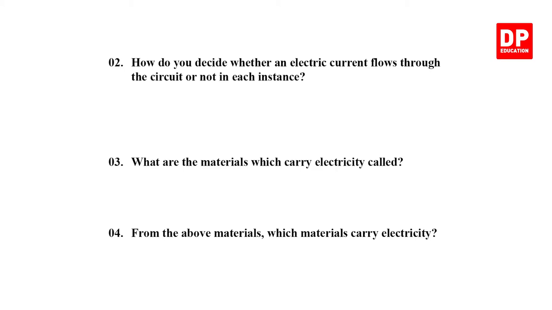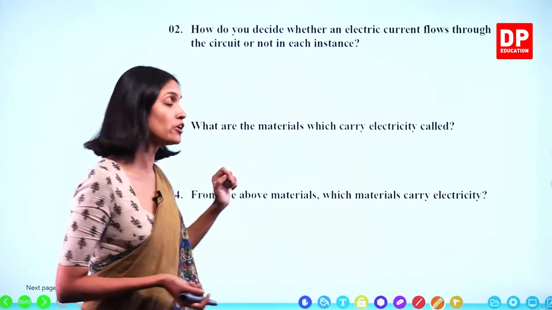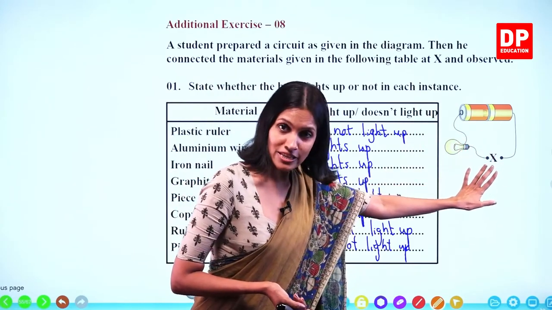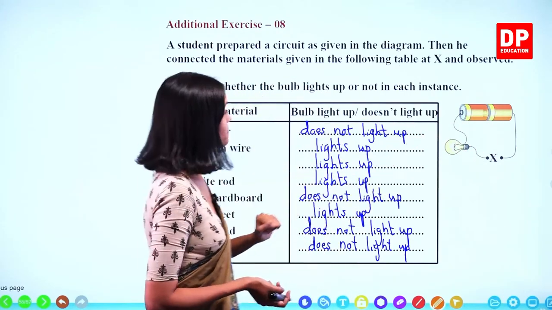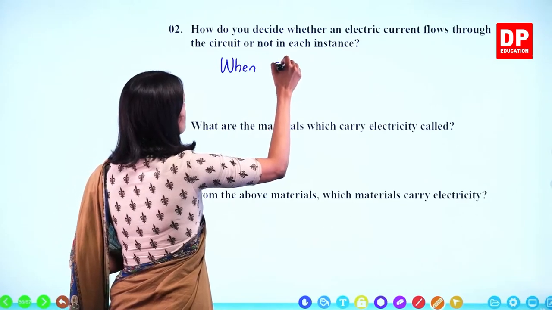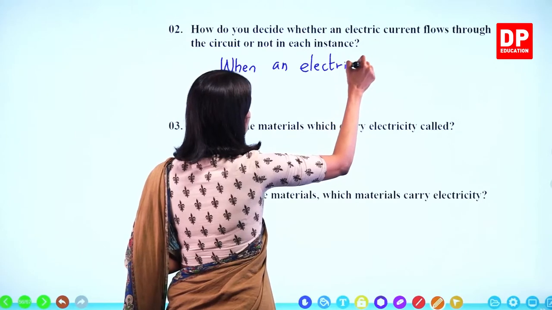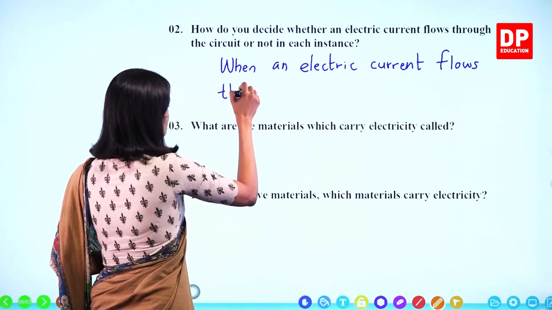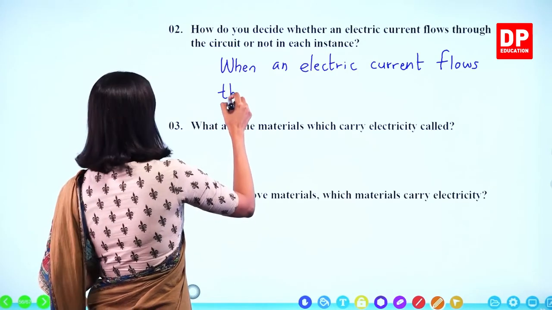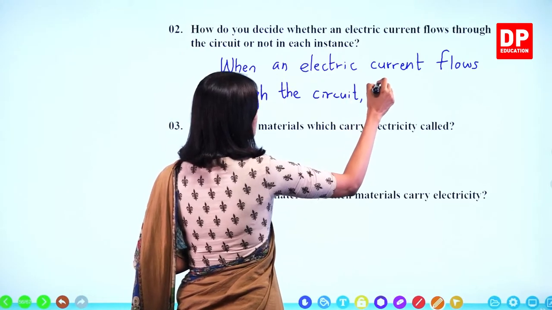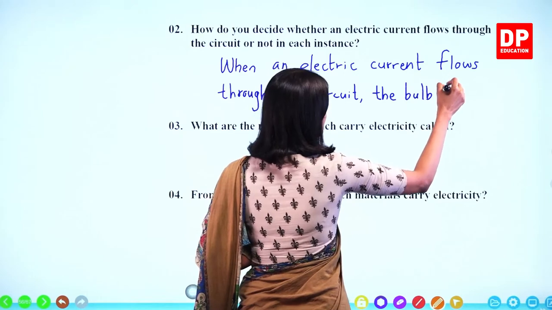How do you decide whether an electric current flows through the circuit or not in each instance? It's pretty easy. Only when an electric current flows through the circuit, the bulb lights up. Right? So the bulb does not light up means what happens? The electricity does not flow through this circuit. Okay? We'll write that. When an electric current flows through the circuit, the bulb lights up.